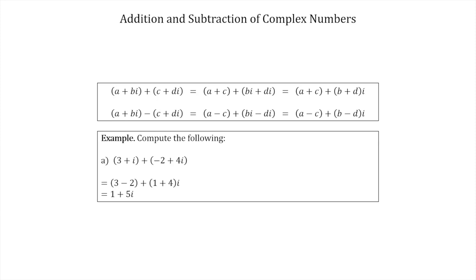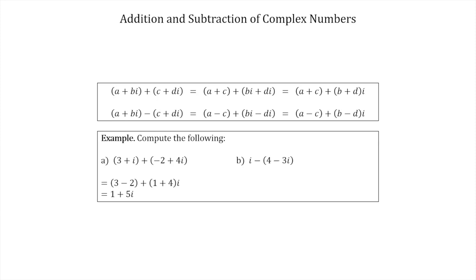Okay, let's try a second example. So part b is i minus (4 minus 3i). So here, our first complex number is just i, which is a complex number. It's a complex number where the real part is set to 0, so a is 0, and then the imaginary part is just 1. So we get 0 plus 1i, which is just i. And then our second complex number is 4 minus 3i, and we're subtracting it.